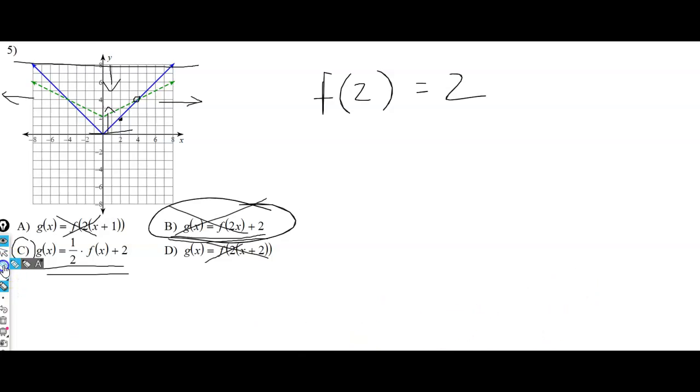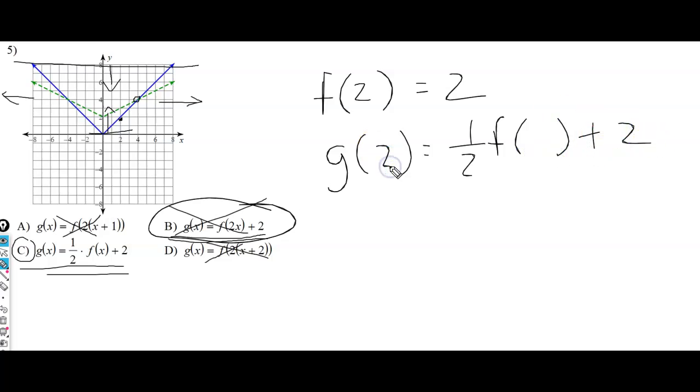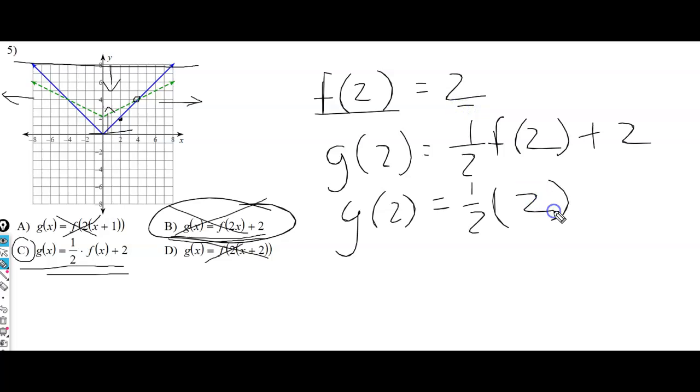So let's take this function, g of x equals 1/2 times f of x plus 2, and we're going to plug in 2 again. So let's see what this one gives us. Now we already know that f of 2 equals 2. So I'll just put 2 here. f of 2 becomes just 2.